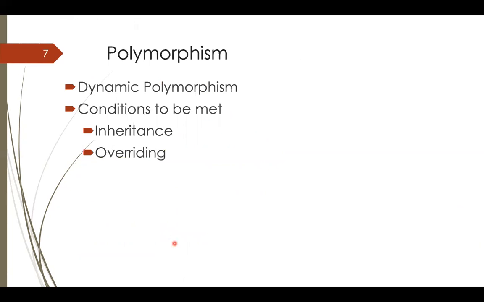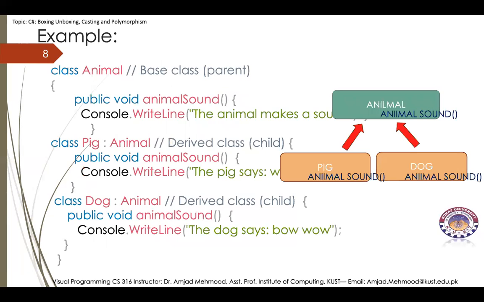Now come to dynamic polymorphism. For dynamic polymorphism, you have two conditions: you have inheritance and you have overriding. You know that in inheritance you have a parent and child class, and they have the relation of inheritance. And overriding means that you have the same signature of a method but in two different classes. Here you can see that we have an animal class and in the animal class a public void method.